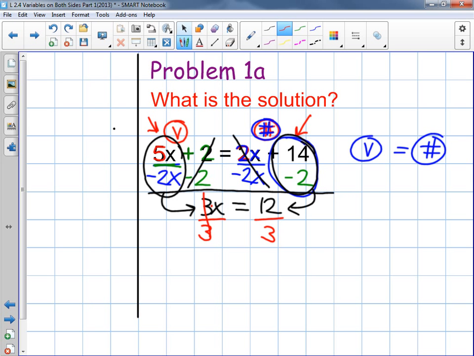3 and the 3 cancel, left with x. 12 divided by 3 is 4. And the answer to this equation is x equals 4. So let's do another one.